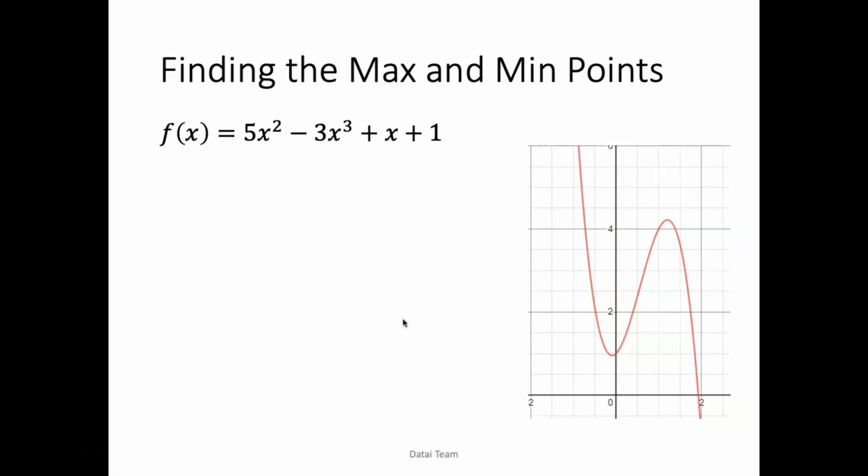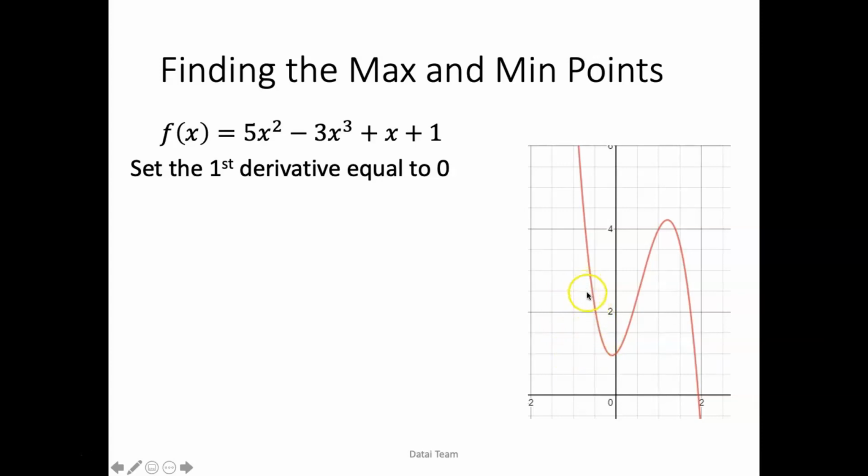And we also need to find max and min points. This is very important for machine learning. It's also very simple. We have the graph for the function 5x squared minus 3x cubed plus x plus 1. And as you can see here, the slope is changing here and here. Let's take the differential, and we set the first derivative equal to 0. The derivative gives us the gradient, and the gradient is 0 when the line is horizontal.